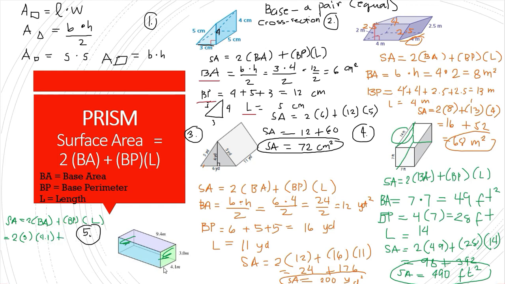Plus base perimeter. Okay, find the perimeter of this. If this is 3, this is 3, and this is 4.1. Add them all. Alright, so this will be 8.2 plus 6. So this is 14.2. Right, so 14.2 for our base perimeter plus your length, how long your figure is, and that's 9.4. Okay, so 9.4.